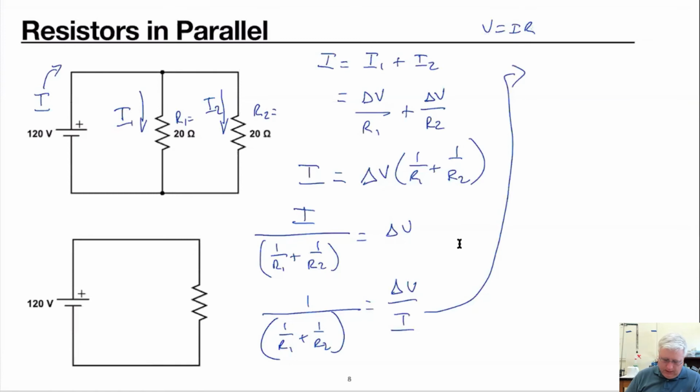So basically, this whole thing here, the denominator, is the R equivalent, right? So this is really saying 1 over R equivalent equals 1 over R1 plus 1 over R2.